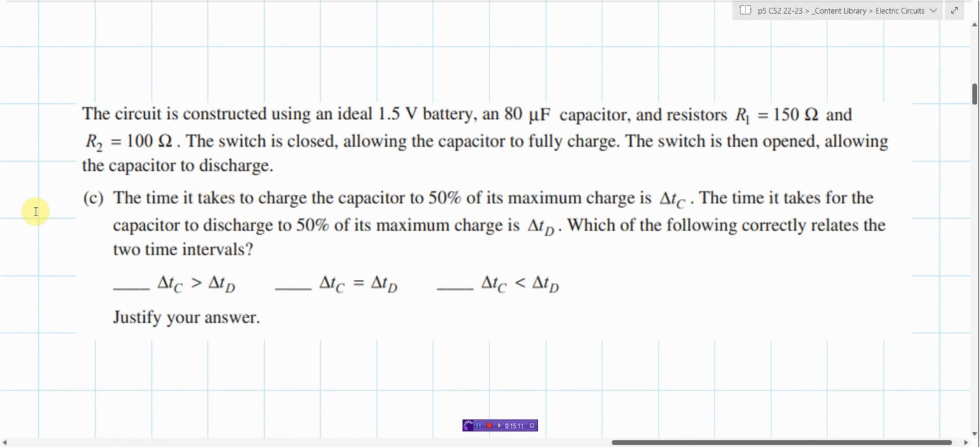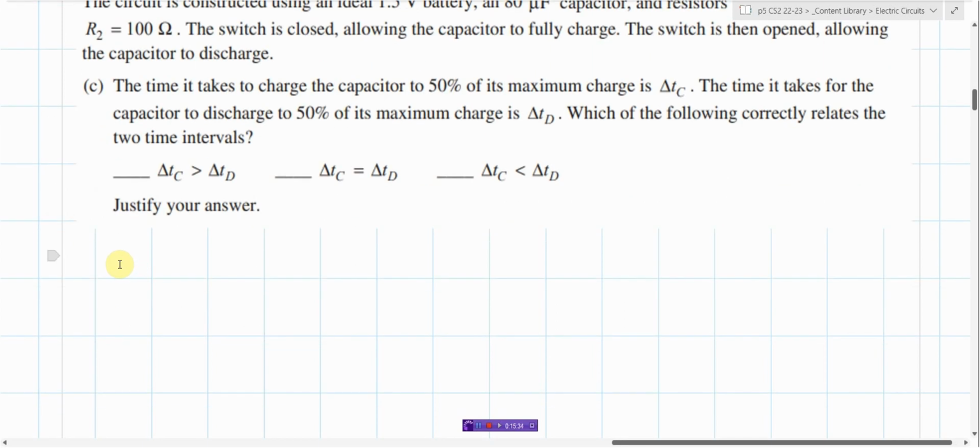It says, blah, blah, blah, the time it takes to charge the capacitor to 50% of its maximum charge is delta TC for time to charge. The time it takes for the capacitor to discharge to 50% of its maximum charge is delta TD for discharge. Which of the following correctly relates the two time intervals? Okay, so which one takes longer?